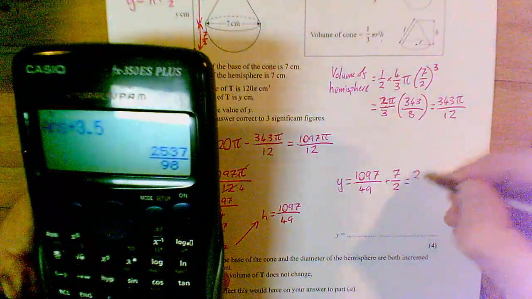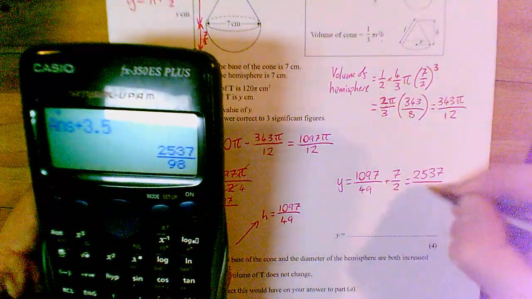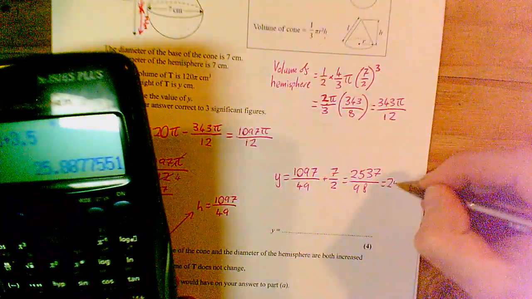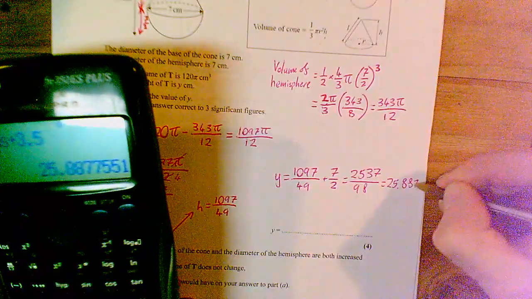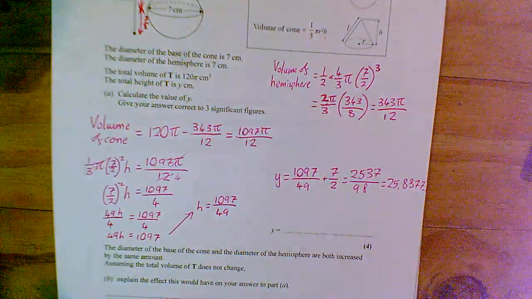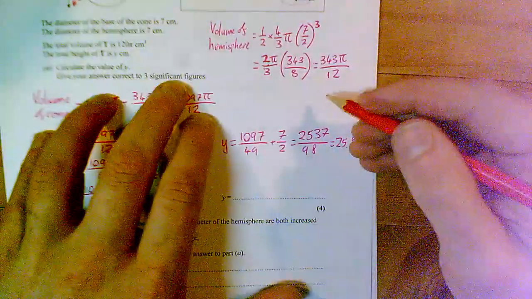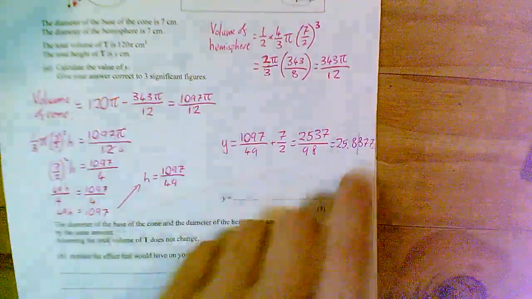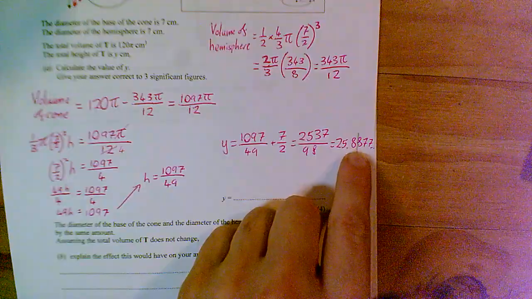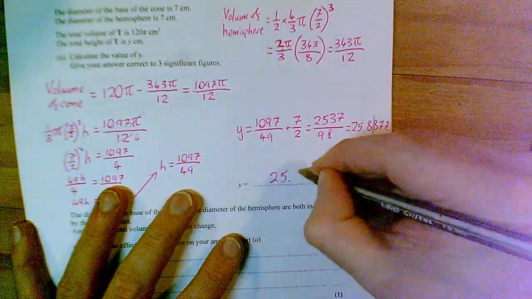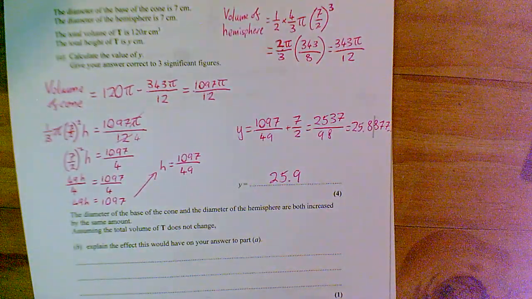that, 2537 over 98, or 25.8877 more. So rounding that, then I've got to give it to 3 significant figures. My third significant figure is there, so it's 25.8. No, I'm going to round up to 25.9. Okay.